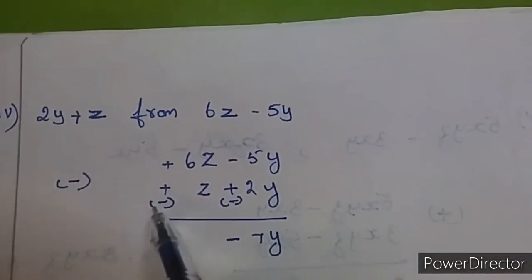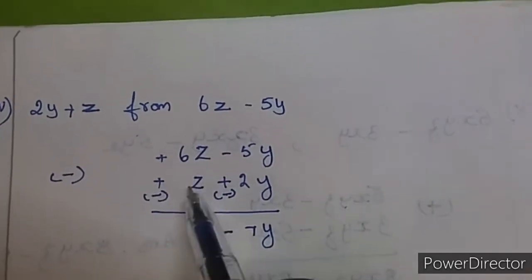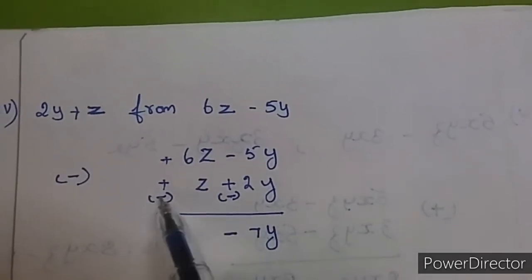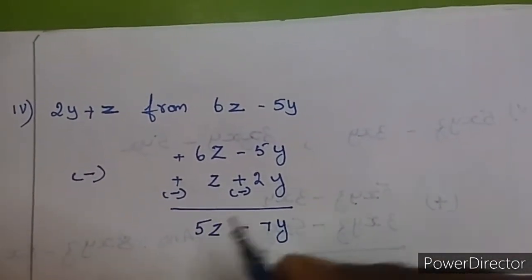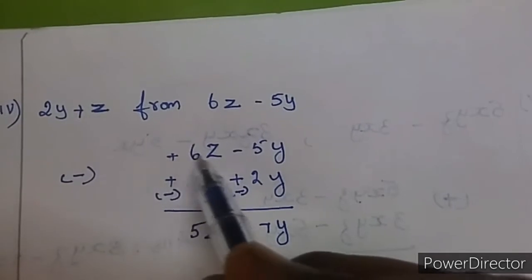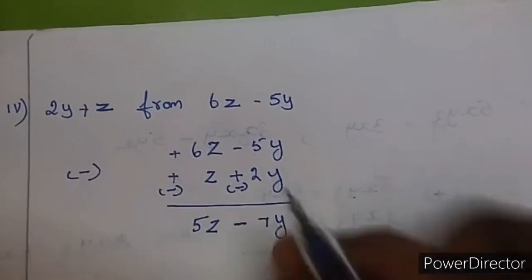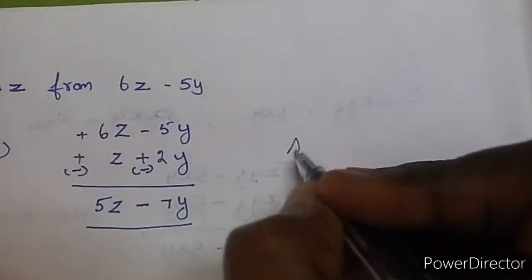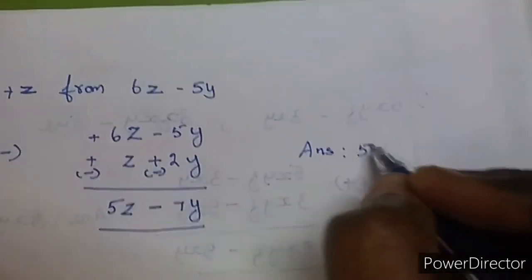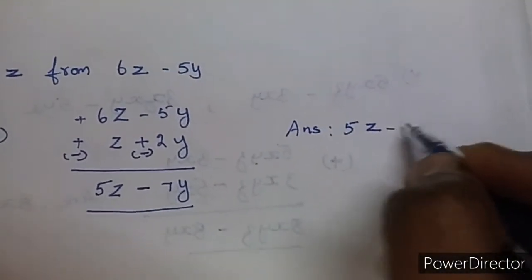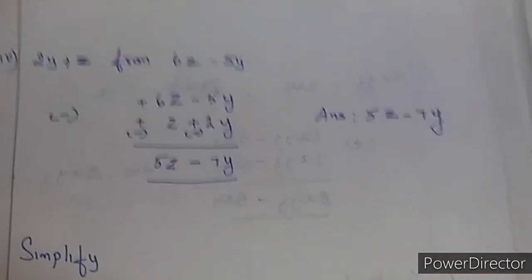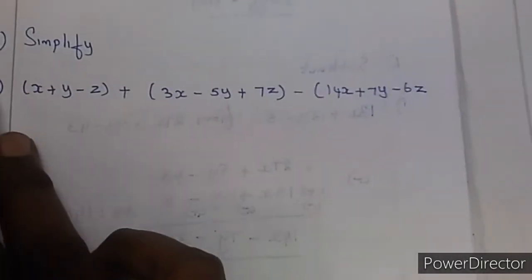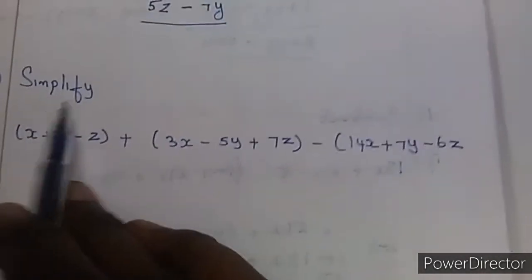Now plus into minus, so you have to subtract these two terms. 6z minus 1z gives you 5z, and check the sign part. 6 is the greater number, and the sign for that is plus. So your answer is 5z minus 7y. You are clear, students, on how to add and subtract the expressions. Now question number 7, we have to simplify.